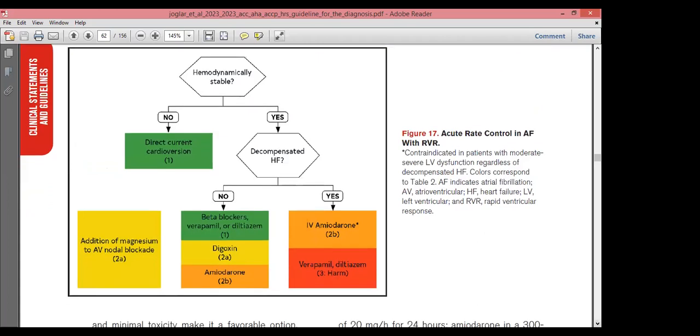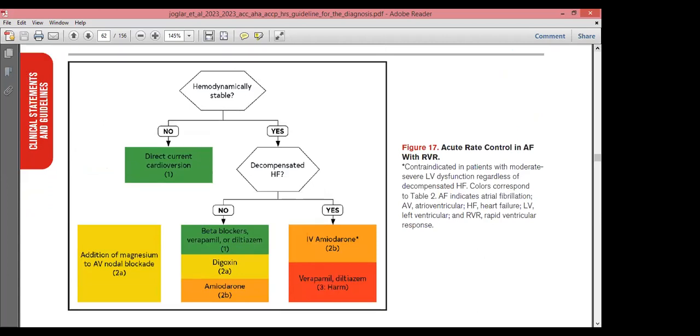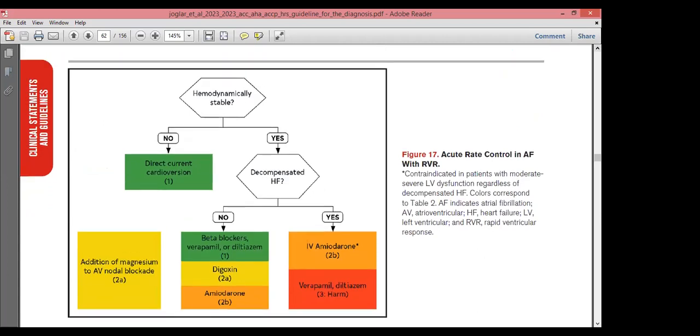So let me just, okay, I want to use this table to talk about the acute rate control in AF with rapid ventricular response. So if a patient has AF and they have rapid ventricular response, you will want to do rate control. Most times you look at whether the patient is hemodynamically stable or unstable. Then if the patient is hemodynamically stable, you also want to look whether it's the younger age group or the older age group. In the older age group, most times we prefer rate control.